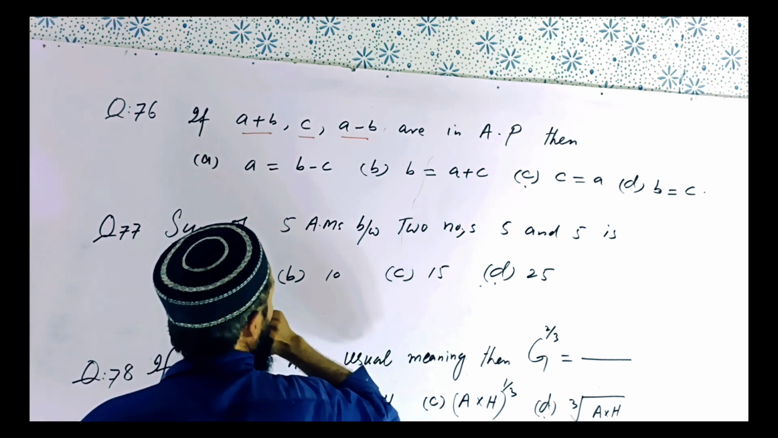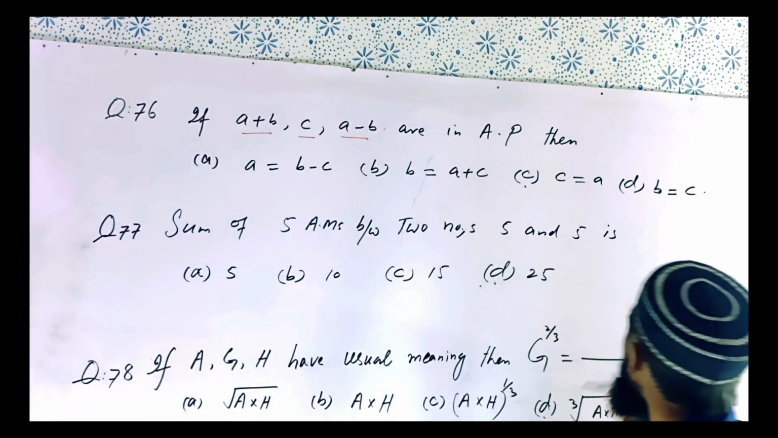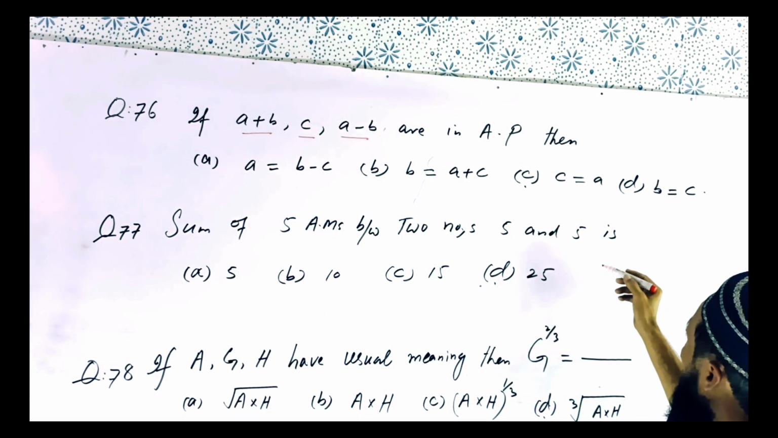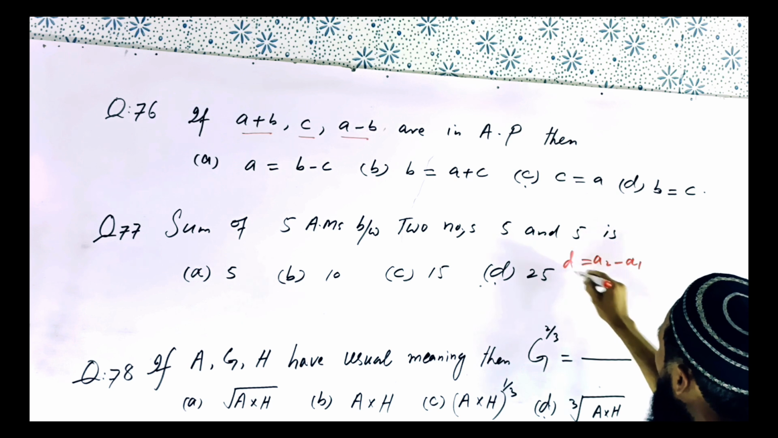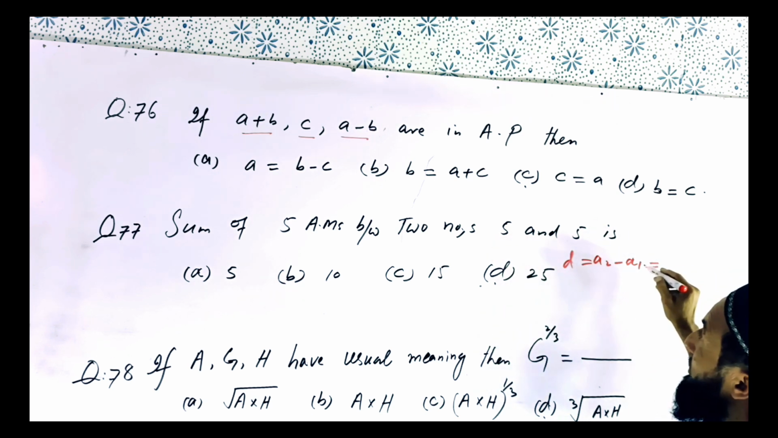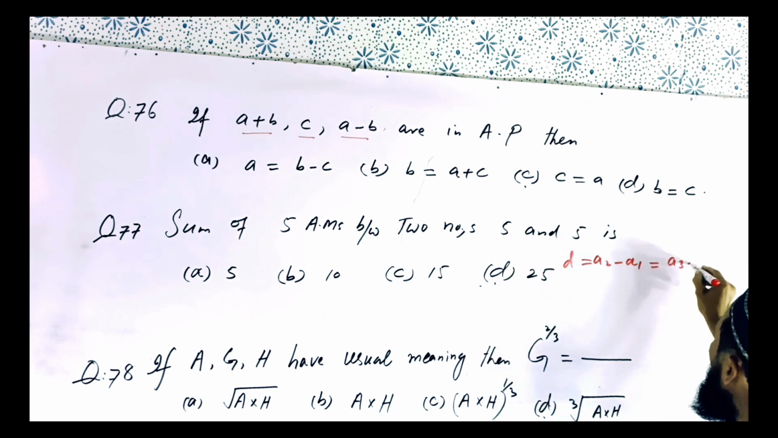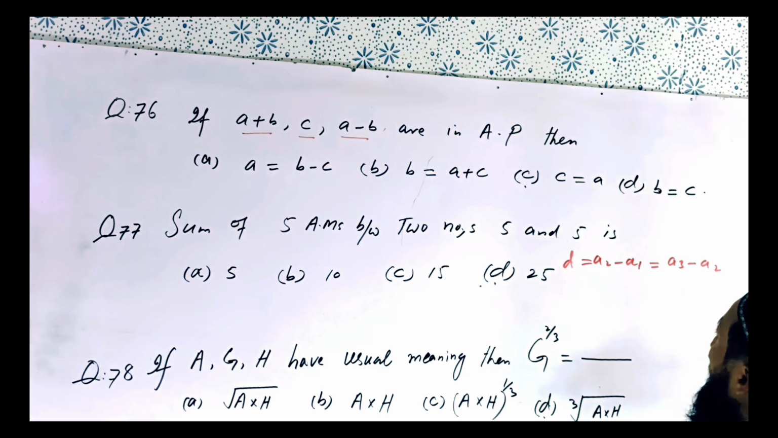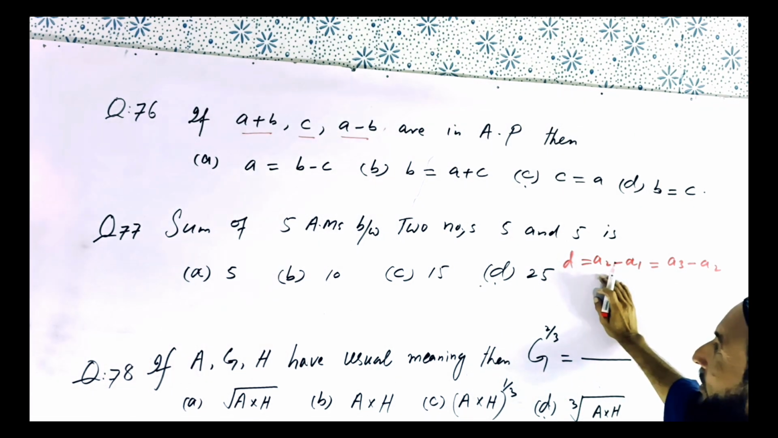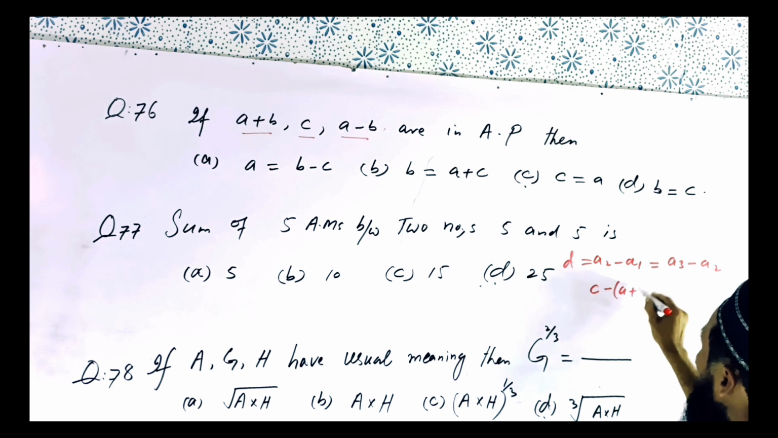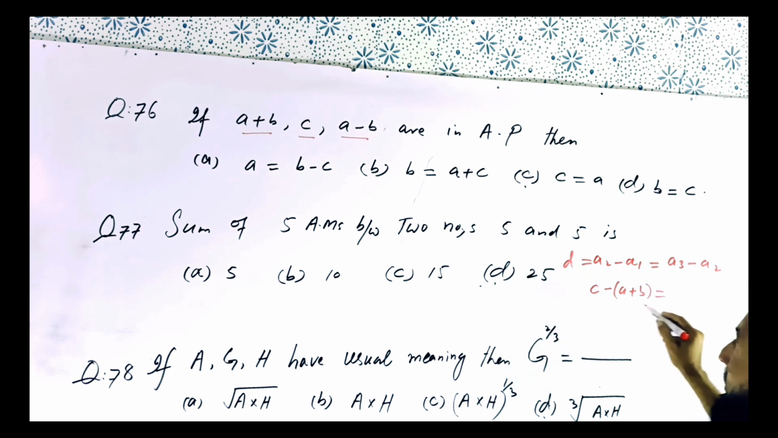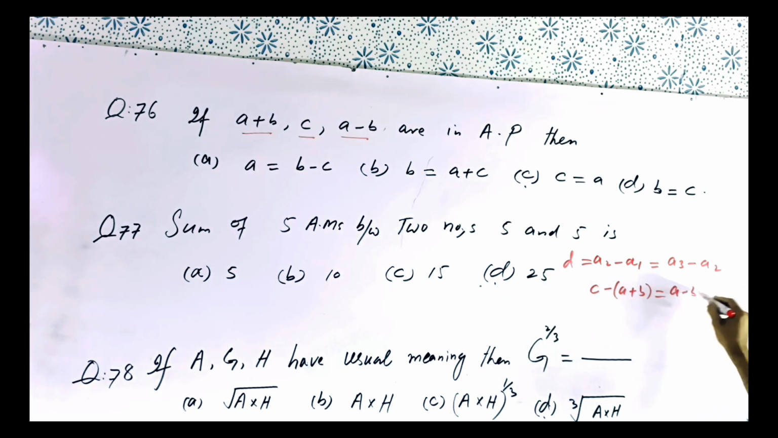We are required to find the common difference. D is equal to the second value minus the first value. If we are finding this, this is the value of D, and similarly, the third value minus the second value. If we substitute the result in this value, we can write c minus (a plus b) is equal to the third value (a minus b) minus the second value.